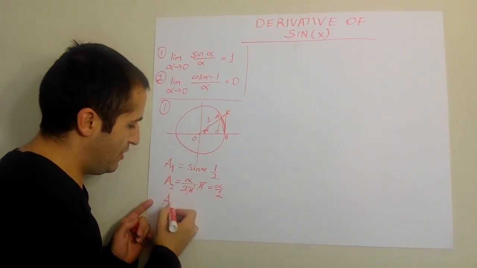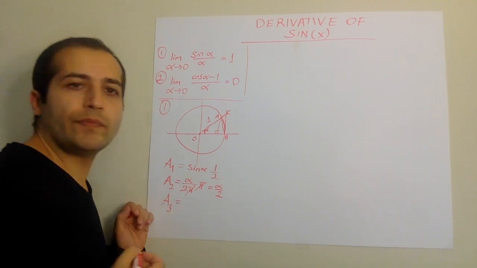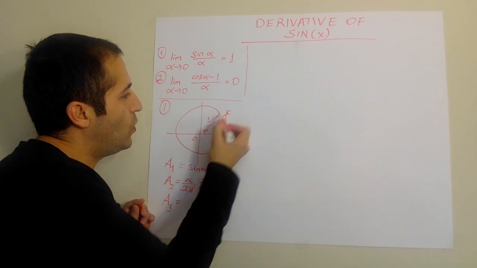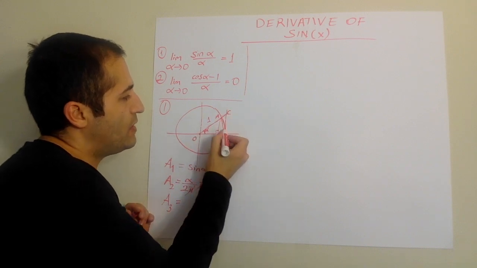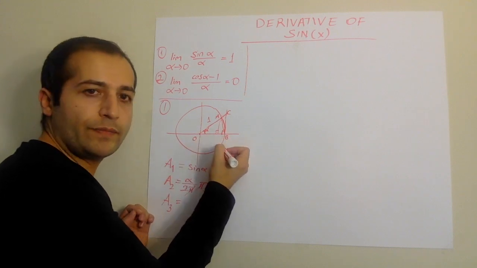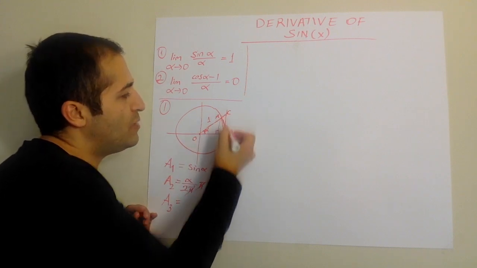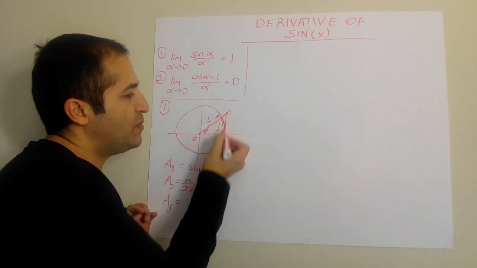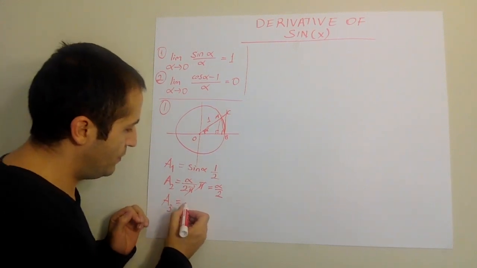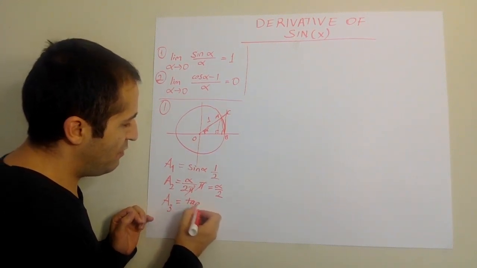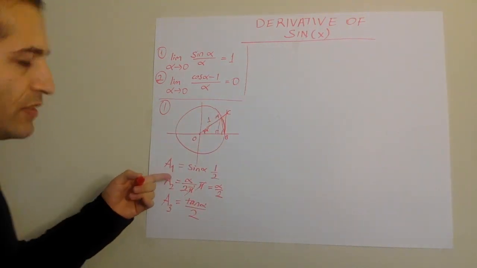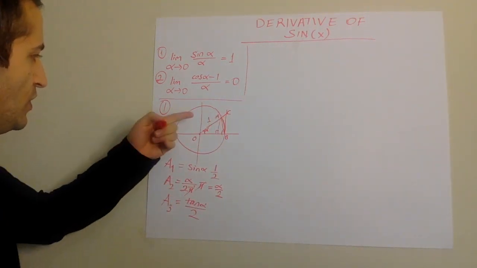Now the third area, A3, is going to be the area of the third triangle. This is OCB. Since CB is perpendicular to OB, and since OB is 1, the area is CB divided by 2. But CB is nothing but the tangent of the alpha angle. So it's tangent alpha divided by 2. This is the third area. So we can write down the inequality for these three areas.